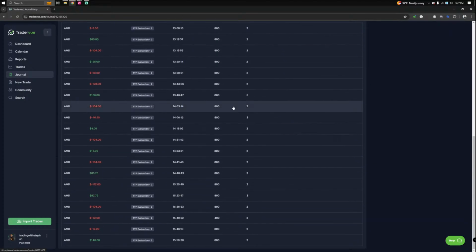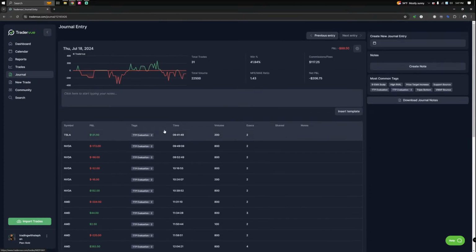So yeah, it was a very hectic day. Upset I overtraded like this. I mean, I could have walked away plenty of times in the green. I could have walked away flat. I don't know why I just continued fighting with this.